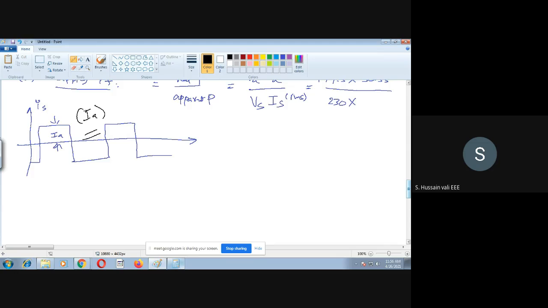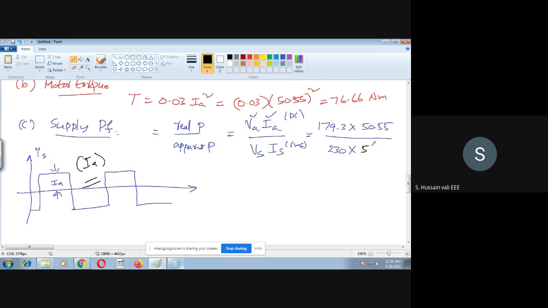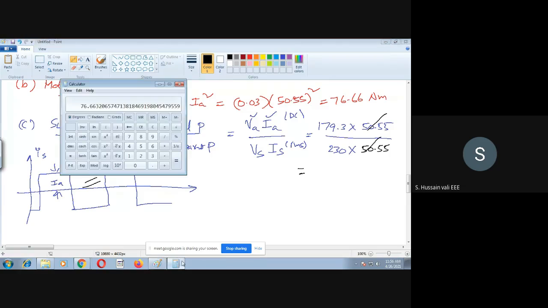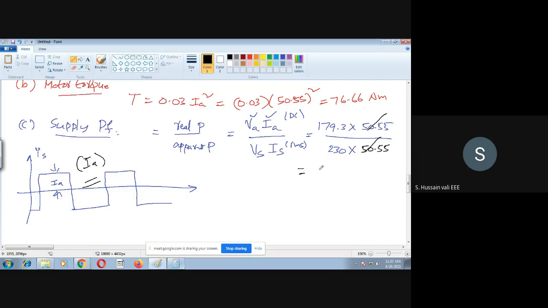So what is IA here? 50.55. Then this 50.55 will get cancelled. Then it is 179.3 divided by 230. So 179.3 divided by 230 is 0.779. So it is 0.779 lagging, because this is the lagging power factor. So that's it. This is the solution for this problem.